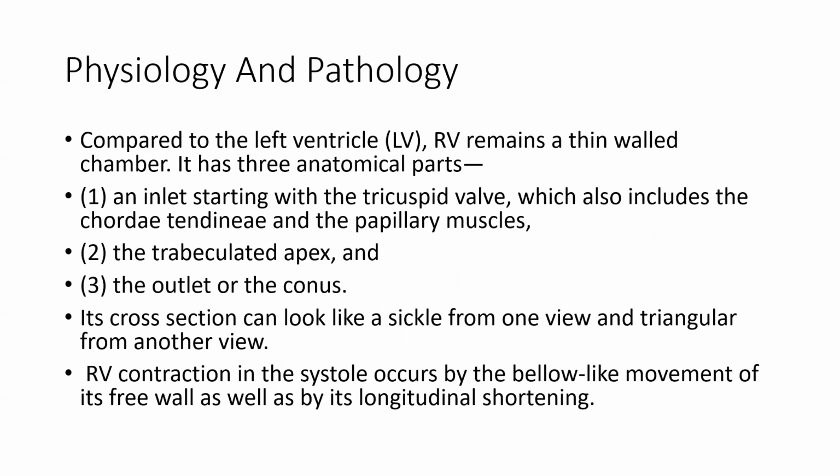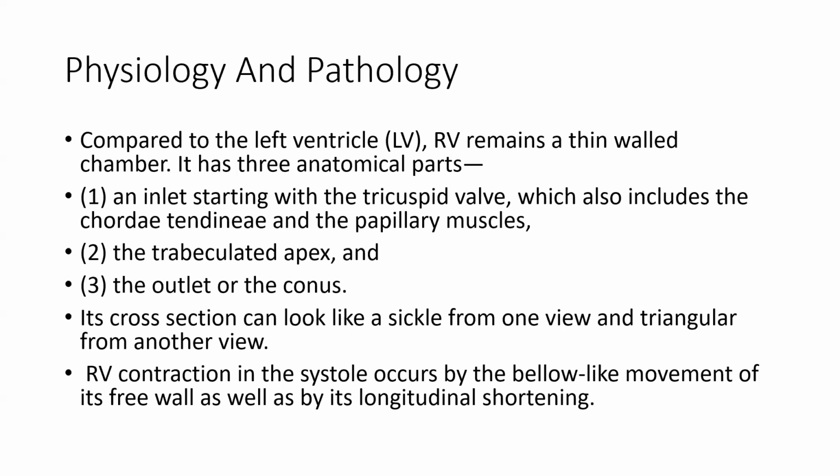Now about physiology and pathology. Compared to the left ventricle, the right ventricle remains a thin walled chamber and it has three anatomical parts. The inlet, starting with the tricuspid valve, which also includes the chordae tendineae, papillary muscles, the trabecular apex, and the outlet or conus. Its cross section can look like a sickle from one view and triangular from another.